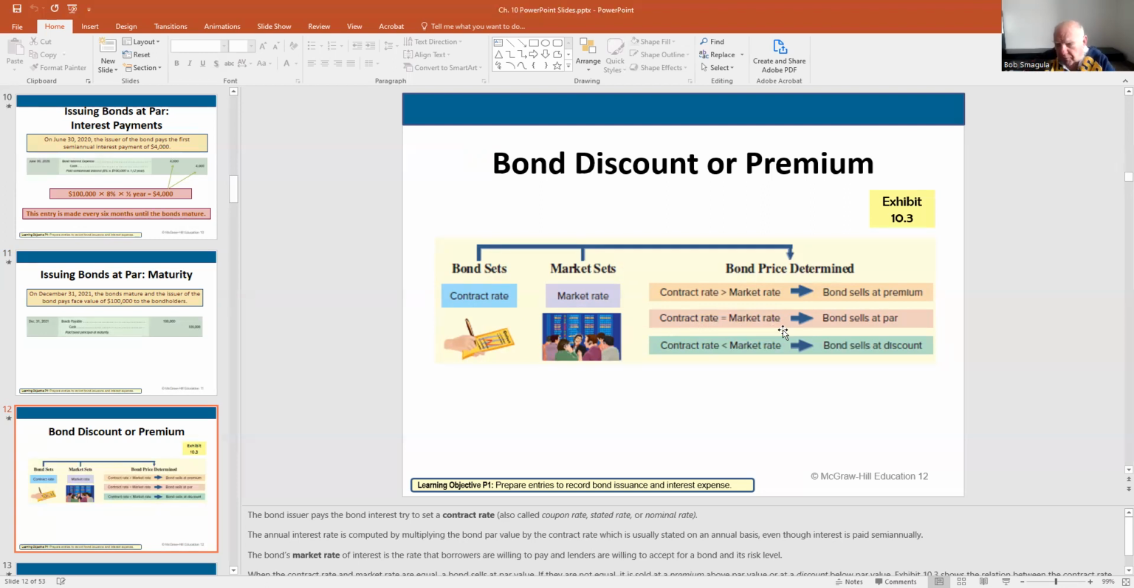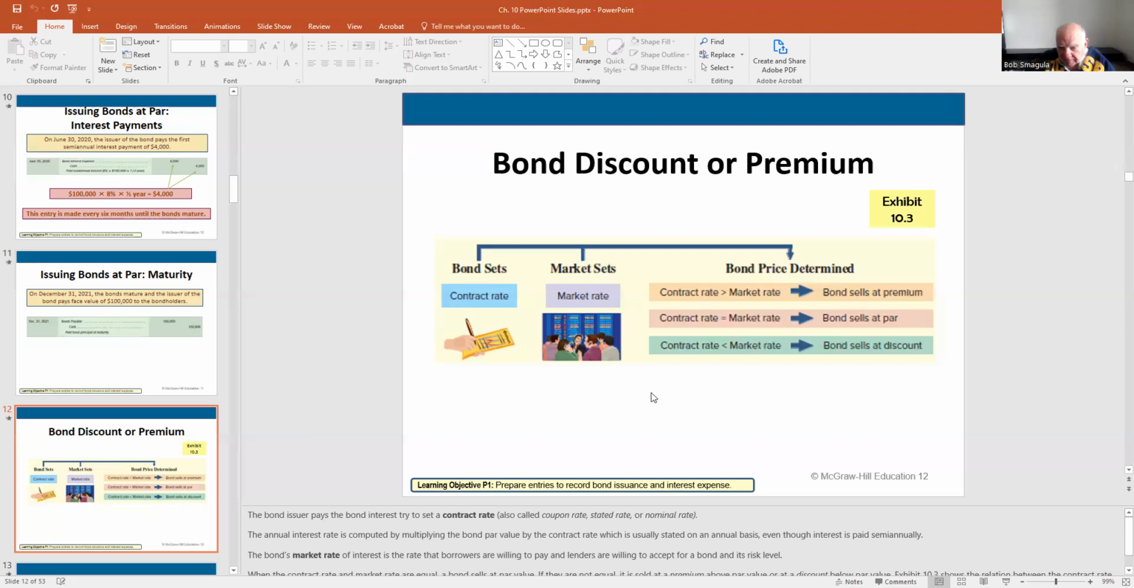But suppose our contract rate, meaning the amount we're paying on the bond, is more than the market rate. Well, guess what? If we're willing to pay 8%, like in this problem here, and the market rate is 6%, people are going to go crazy to loan us the money because we're paying more interest than the market. So we're not going to get $100,000. We're going to get maybe $103,000. And that difference is called a premium.